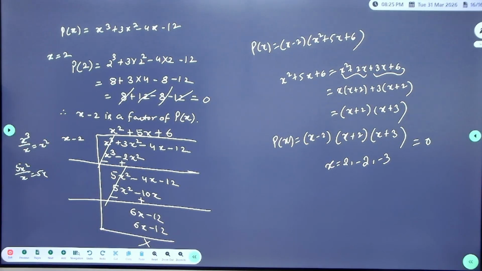So this is how we find the roots of a cubic polynomial. One root we can find with the help of the hit and trial method. Then the other two roots we can find using the quadratic.